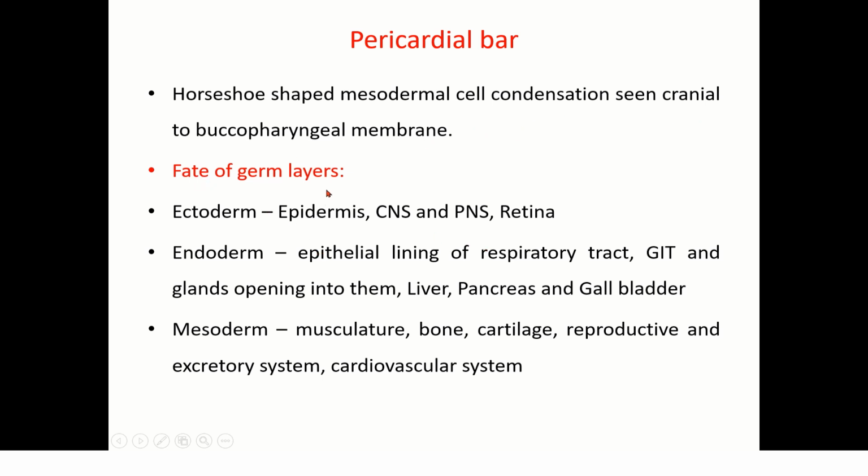So then what happens to these germ layers? Ectoderm gives rise to epidermis, CNS, and retina. Endoderm gives rise to the epithelial lining of the respiratory tract, GIT and glands opening into them, liver, pancreas and gallbladder. So mesoderm forms the musculature, bone, cartilage, reproductive and excretory system and cardiovascular system. This is an overview of how these germ layers give rise to general structures in the body.